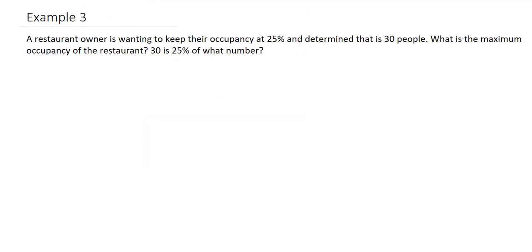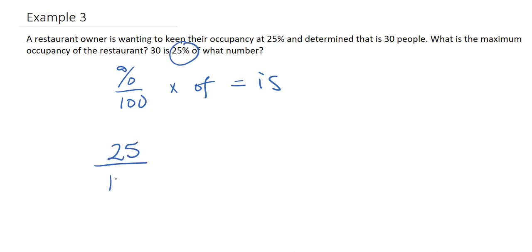Example 3. A restaurant owner is wanting to keep their occupancy at 25% and determines that is 30 people. So what is the maximum occupancy of the restaurant? Another way to ask is, 30 is 25% of what number? So let's go ahead and plug all this in. We have percent over 100 times of equals is. So we can plug in our percent, 25 over 100. So times, which is what number? That's what we're looking for.